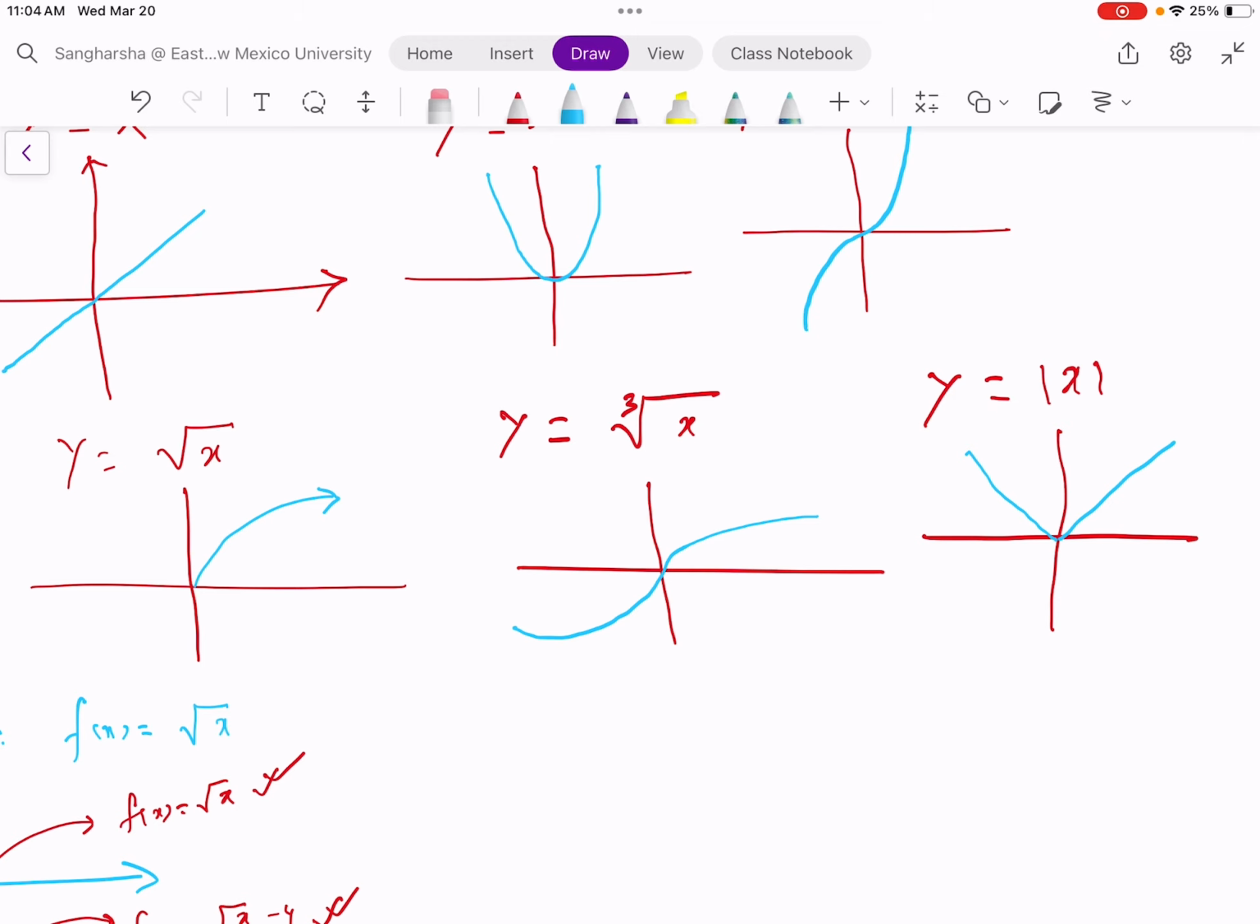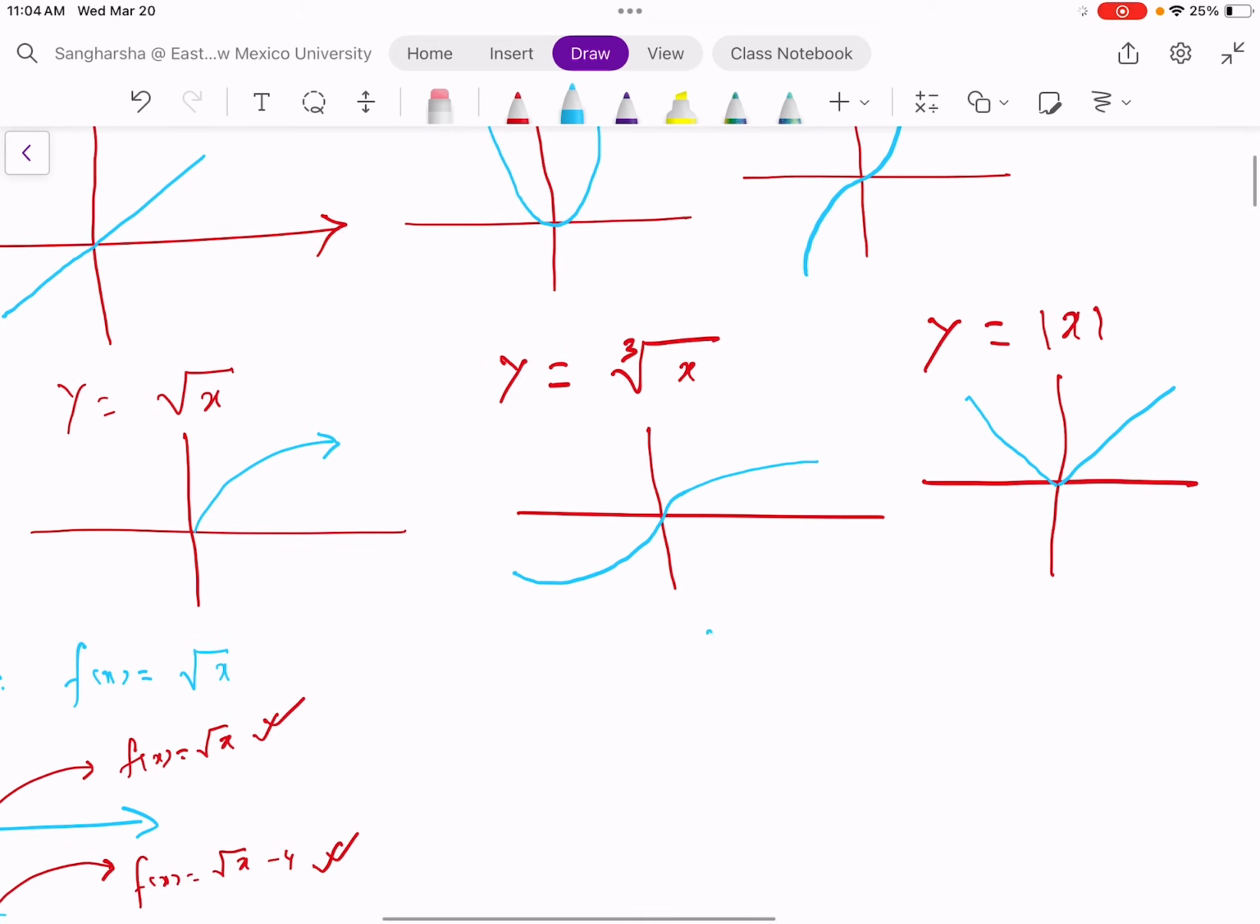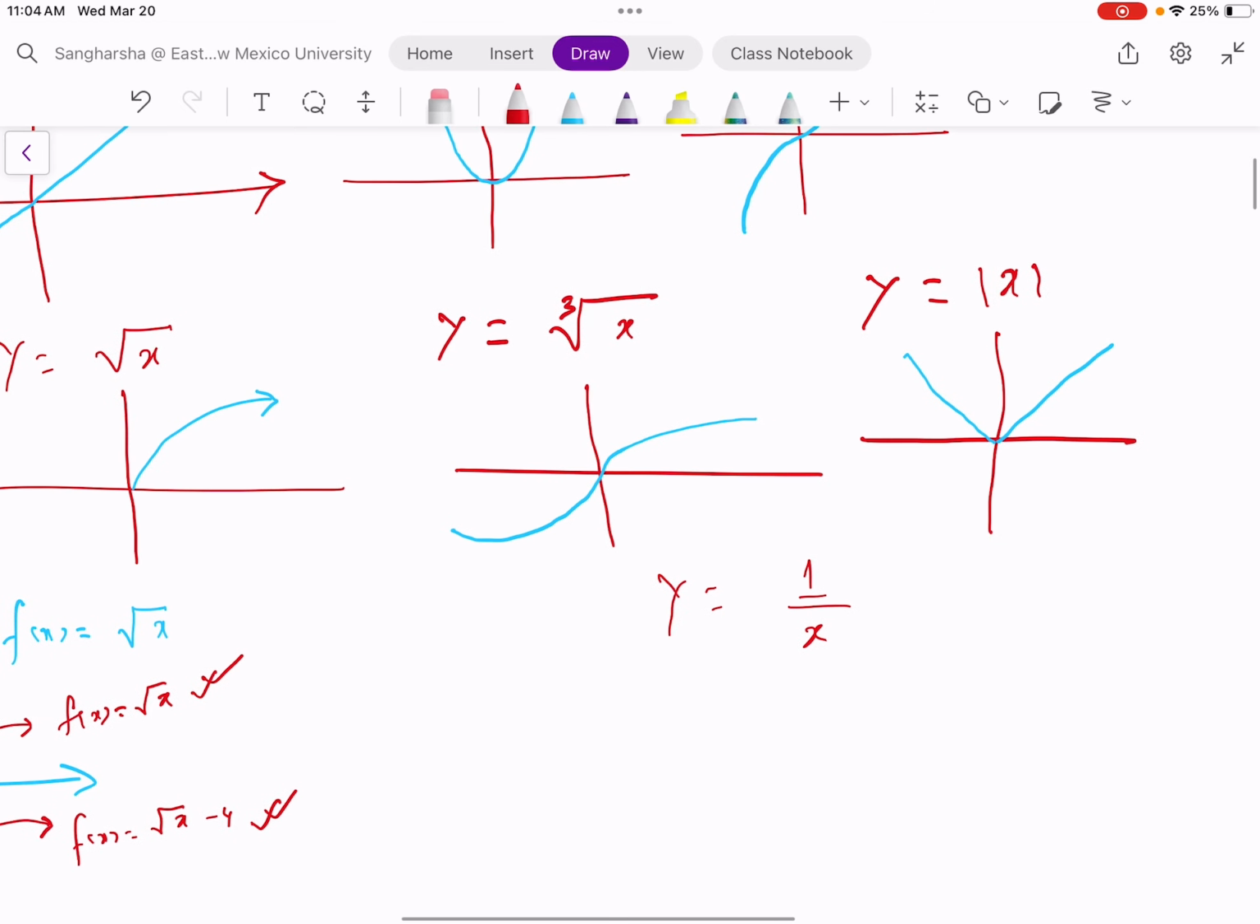And the last one that we had is y equals 1 over x, which is the reciprocal function or rational function. It's the same thing. And the graph of a rational function or a reciprocal function looks like this.